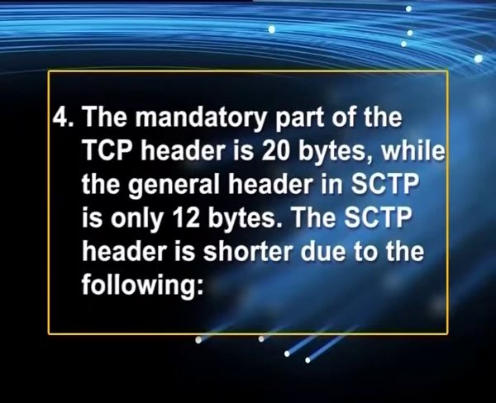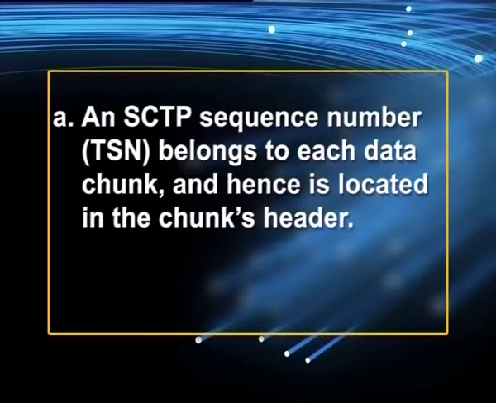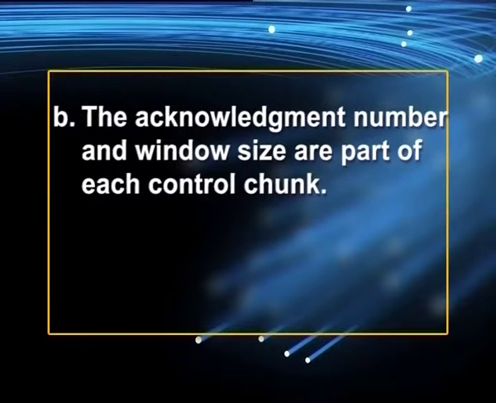The mandatory part of the TCP header is 20 bytes, while the general header in SCTP is only 12 bytes. The SCTP header is shorter due to the following. An SCTP sequence number, TSN, belongs to each data chunk and hence is located in the chunk's header. The acknowledgement number and window size are part of each control chunk.